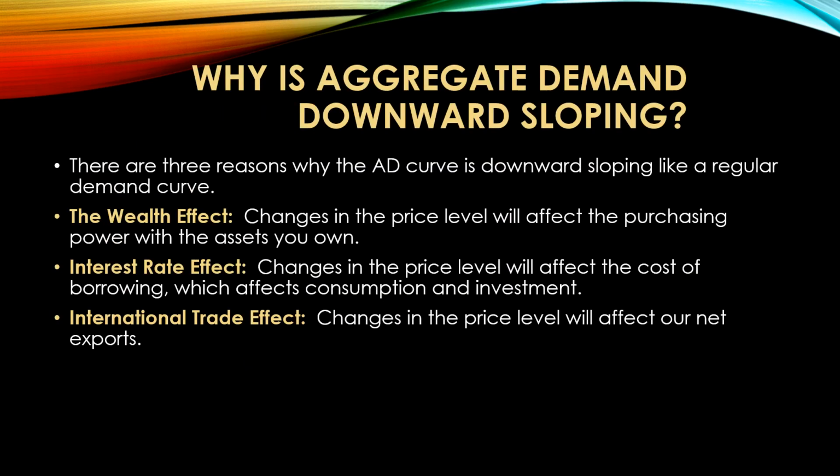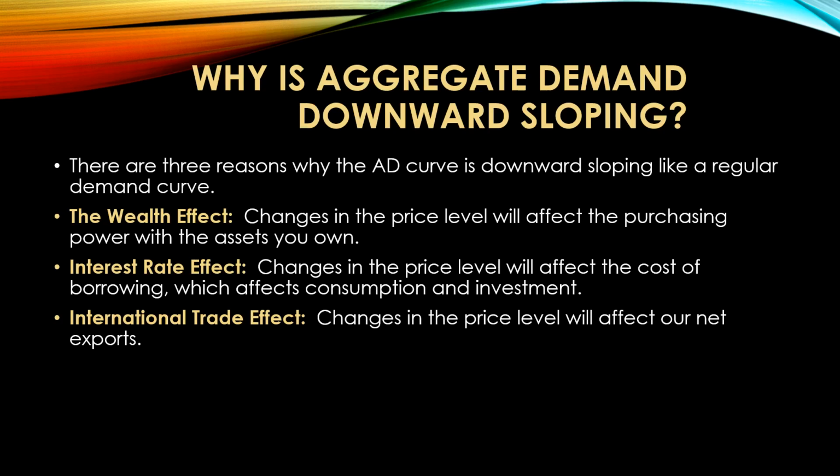So why is the aggregate demand curve downward sloping? This is just like when we talked about demand earlier in the course. The regular demand curve was downward sloping as a result of two factors. The first one was the income effect, and the income effect is the change in quantity demanded given a change in price affecting the purchasing power of the consumer that's buying the product. The same is relevant here. So we now have two income effects. We have the wealth effect, and we now have the interest rate effect.